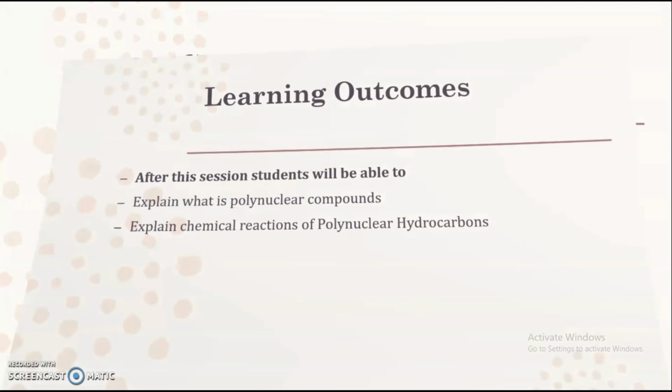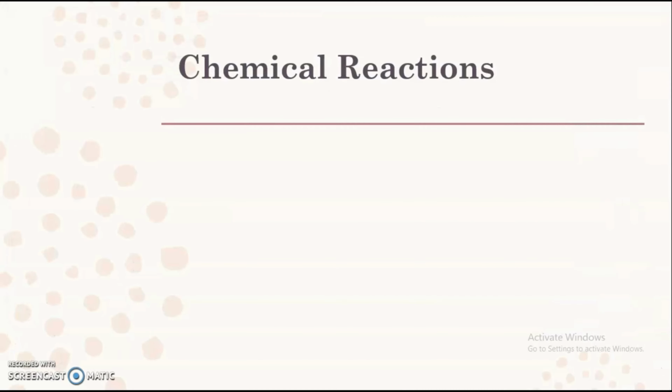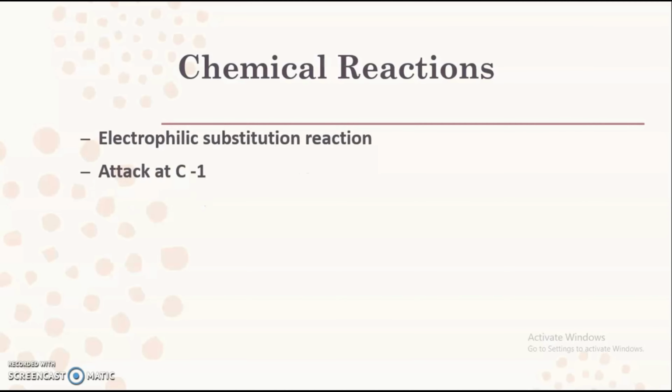Now, we already know the meaning of polynuclear hydrocarbons. Also, we know the different methods used for the preparation of naphthalene. Here, we are going to discuss the chemical reactions shown by naphthalene. The first and most important chemical reaction shown by naphthalene is the electrophilic substitution reaction.